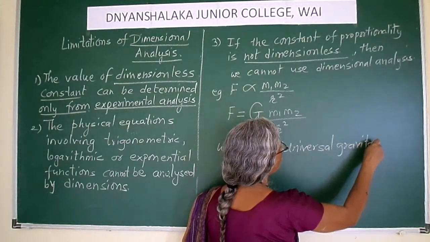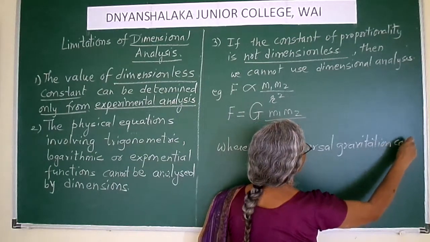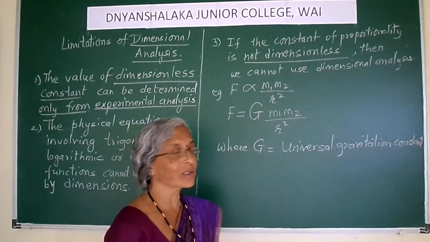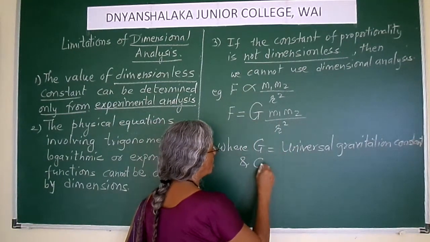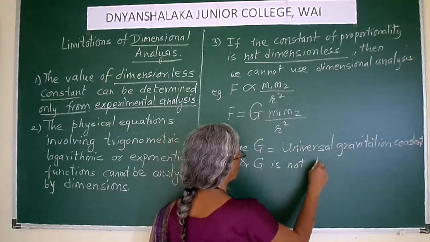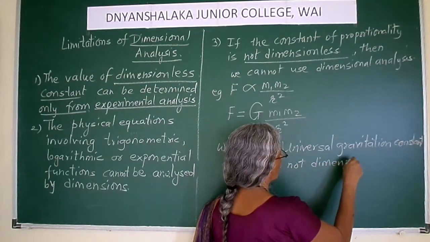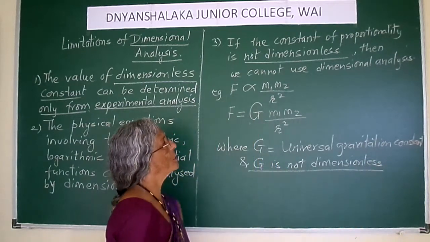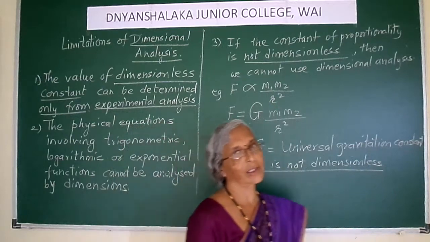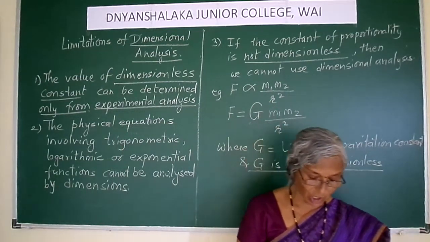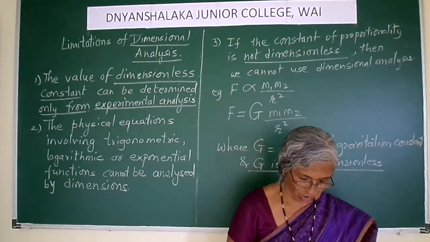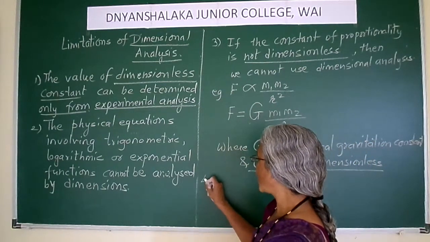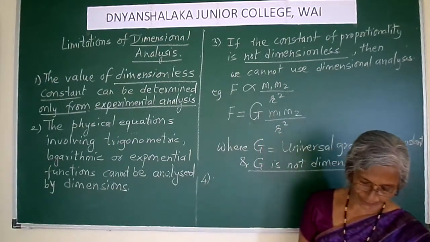Now this constant is not dimensionless. इसको खुद को dimensions है, ये dimensionless quantity नहीं है. And G is not dimensionless. So as G itself is not dimensionless, I cannot use the dimensional analysis for this equation F is equal to G m1 m2 upon r square. Okay? Are you getting it? Very good.